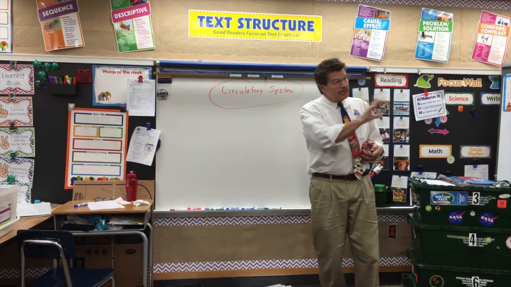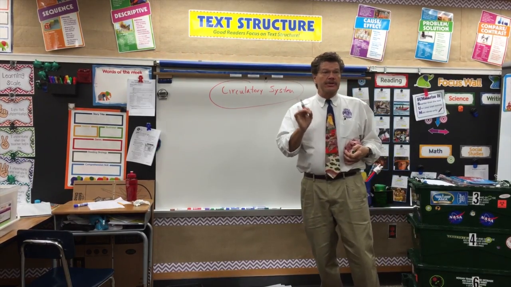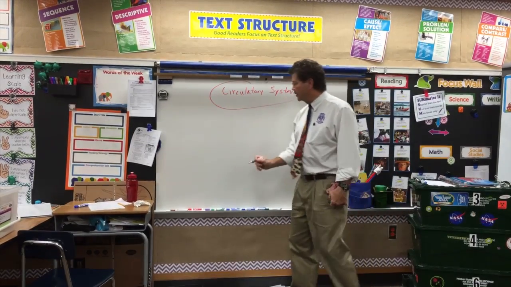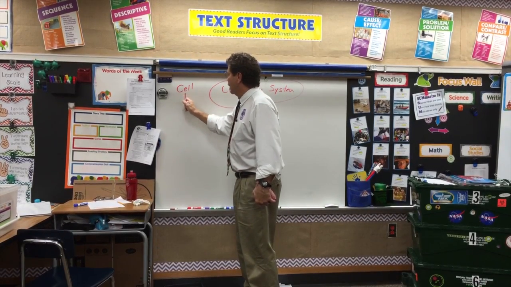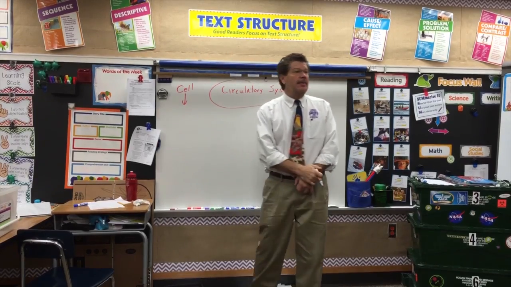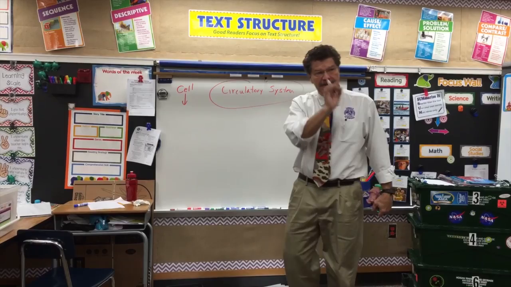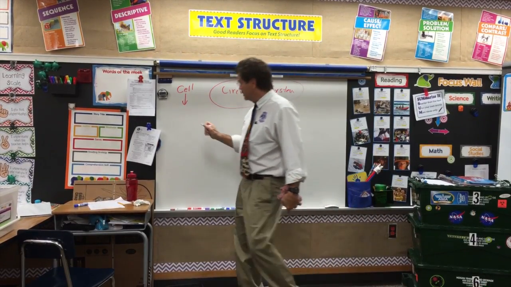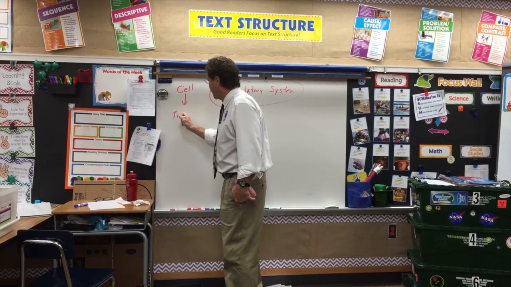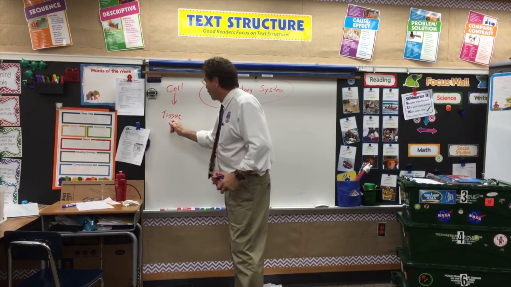So let's backtrack just a little bit, and you might want to write this down. Any system in the body starts with a cell. What do cells make inside the human body? Organs, but not quite yet. There's one other thing before you make organs. Yes, tissue. Excellent. You guys are well prepared. Tissues come together and make an organ, right?